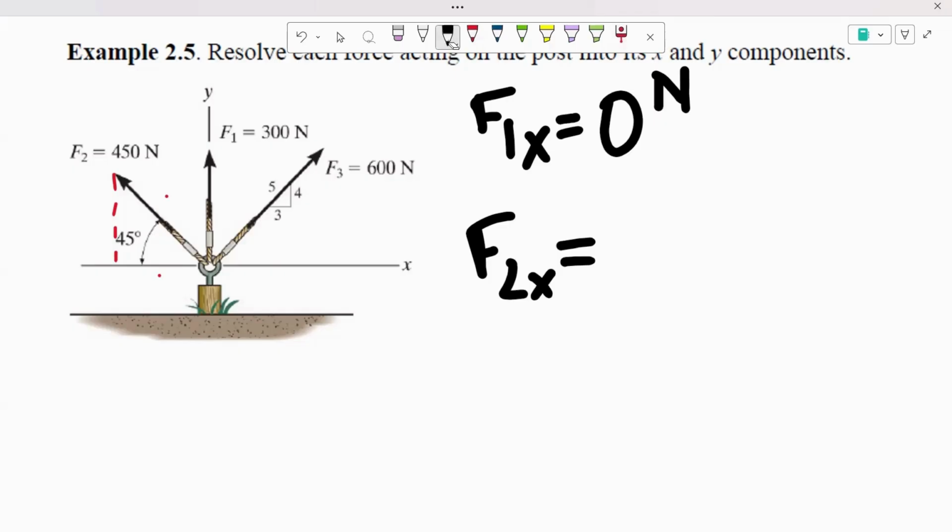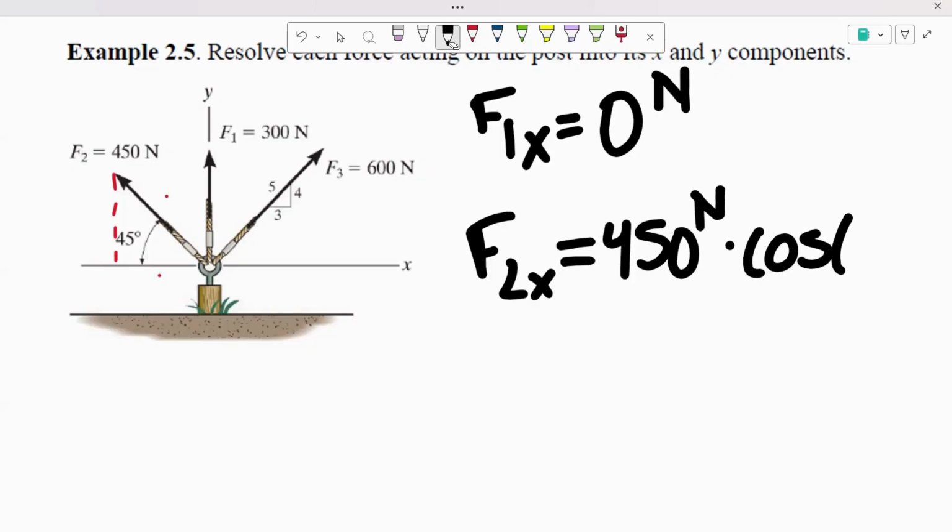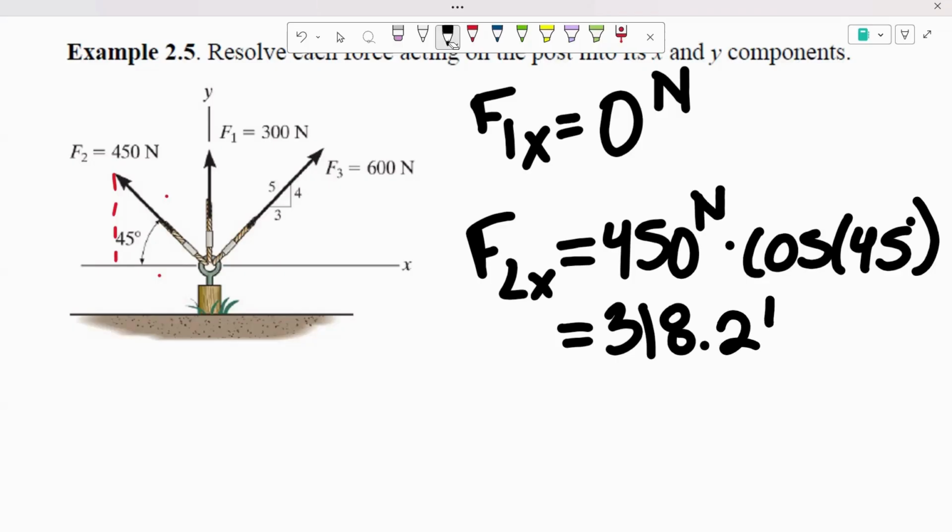So we're going to write 450 newtons times cosine of 45, and then input that into our calculator. You want to make sure that your calculator is in degrees and not in radians. That should give you 318.198, and we're just going to round that to 318.2 newtons.